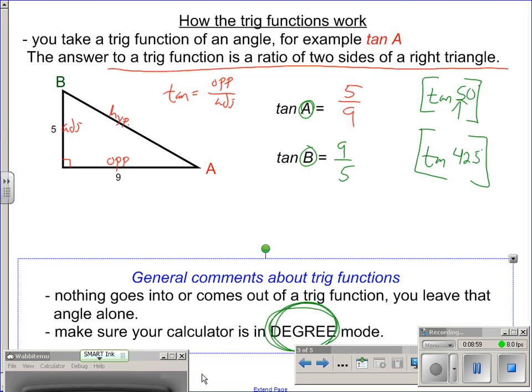Let's go back here. Okay, so you got to make sure your calculator's in degree mode. Every time you turn your calculator on, make sure it's in degree mode. Otherwise, you're going to get a wrong answer.